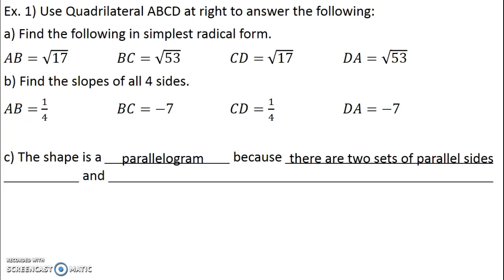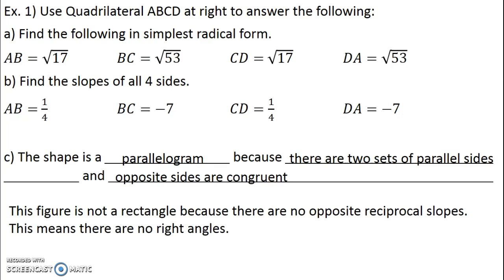We have 2 sets of parallel sides, which I just said with the -7/2 and the 1/4. But we also have, I didn't even type that in. There it is. We also have opposite sides congruent. Again, I already said that. The figure is not a rectangle because there are no opposite reciprocal slopes. We had a 1/4, but there is no -4. We had a -7/2, but there was no +2/7. There are no right angles in this picture because of that. It is just a parallelogram.